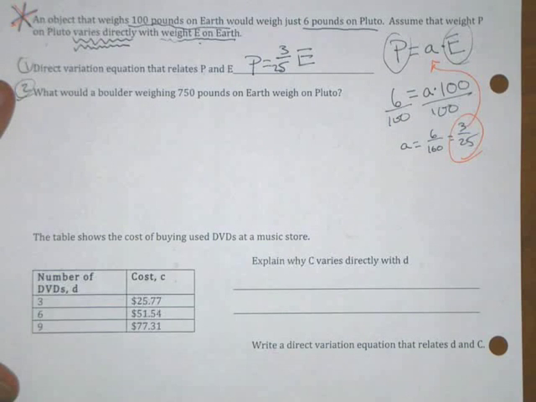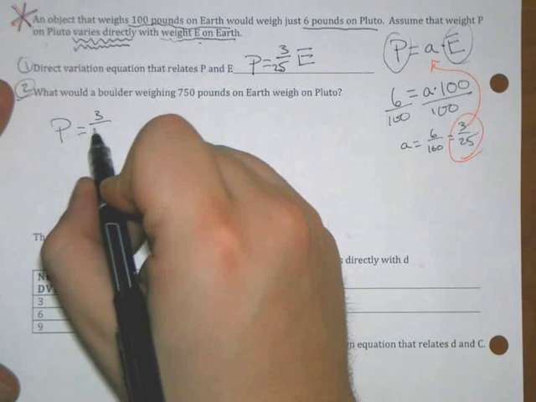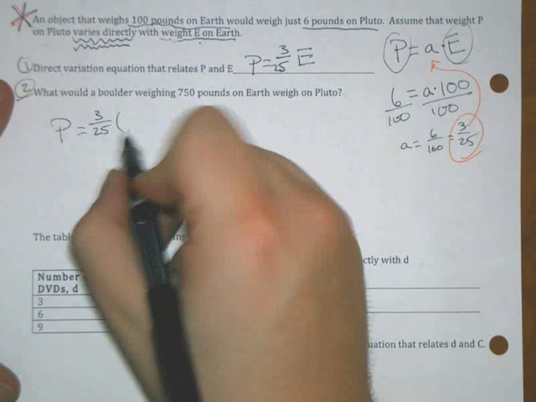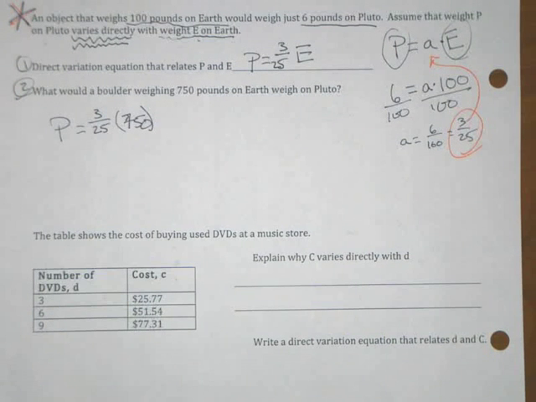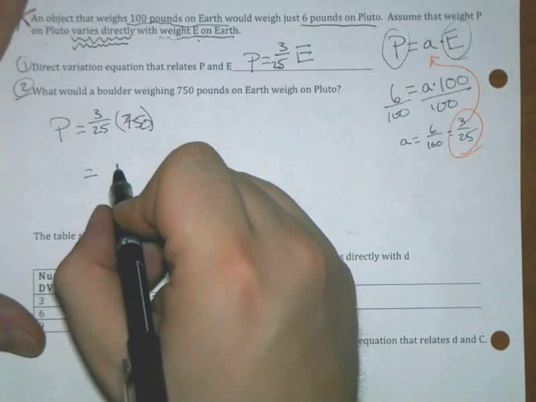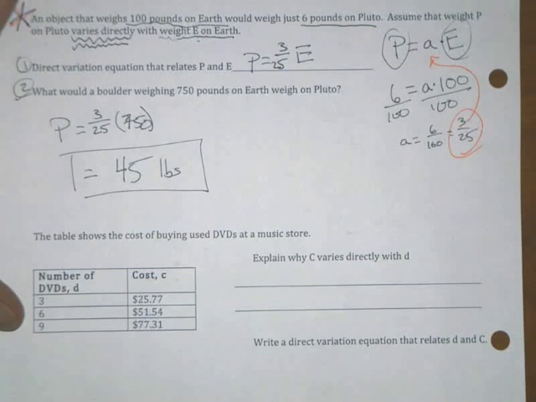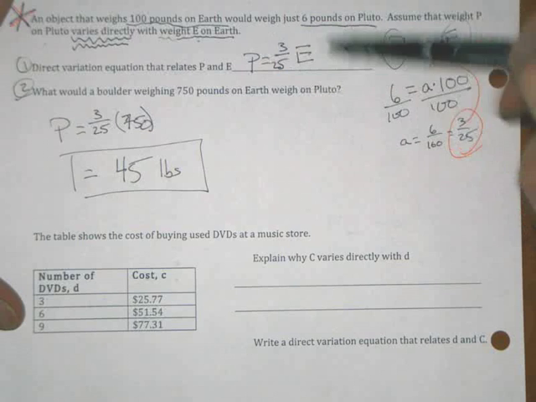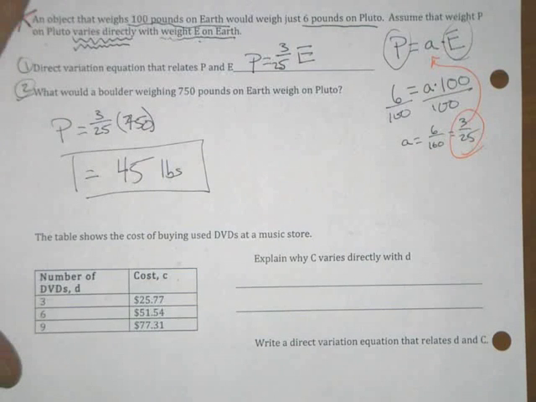How is this useful? Well, that's pretty nice, because what would a boulder weighing 750 pounds on Earth weigh on Pluto? Well, I have a function for that. I'm trying to find its weight on Pluto. I get that by taking 3 over 25 times its weight on Earth. Weight on Earth is 750, not 75. And therefore, if I multiply 3 over 25 times 750, I end up with a weight on Pluto of 45 pounds. Again, two parts: write an equation, and then use the equation to come up with a further value.